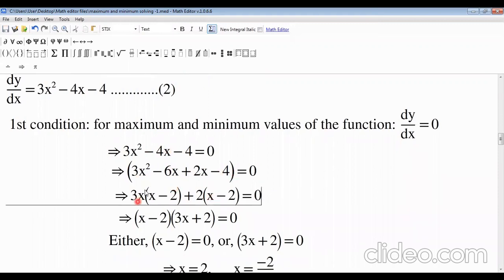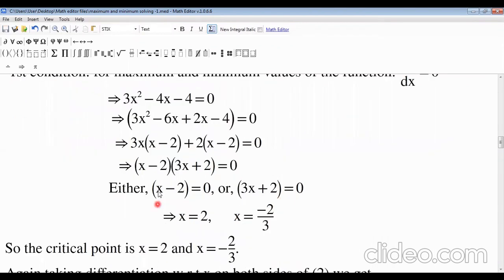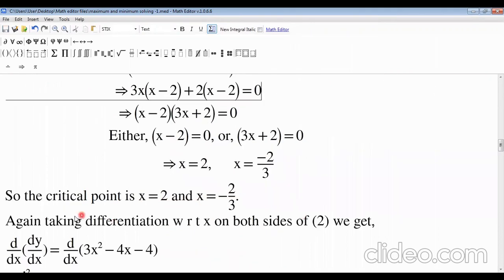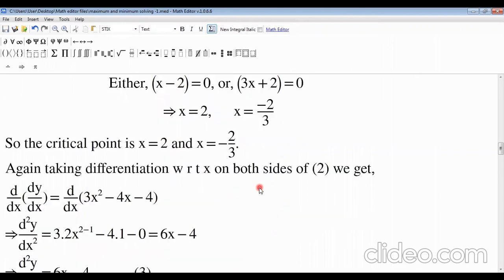Now 3x will be common, giving x minus 2, and 2 will be common from the other two terms, giving x minus 2. So x minus 2 is common, and we get x minus 2 into 3x plus 2 equals 0. So either x minus 2 equals 0 or 3x plus 2 equals 0. Therefore x equals 2 and x equals minus 2 by 3. So we get the critical points, x equals 2 and x equals minus 2 by 3, two points.